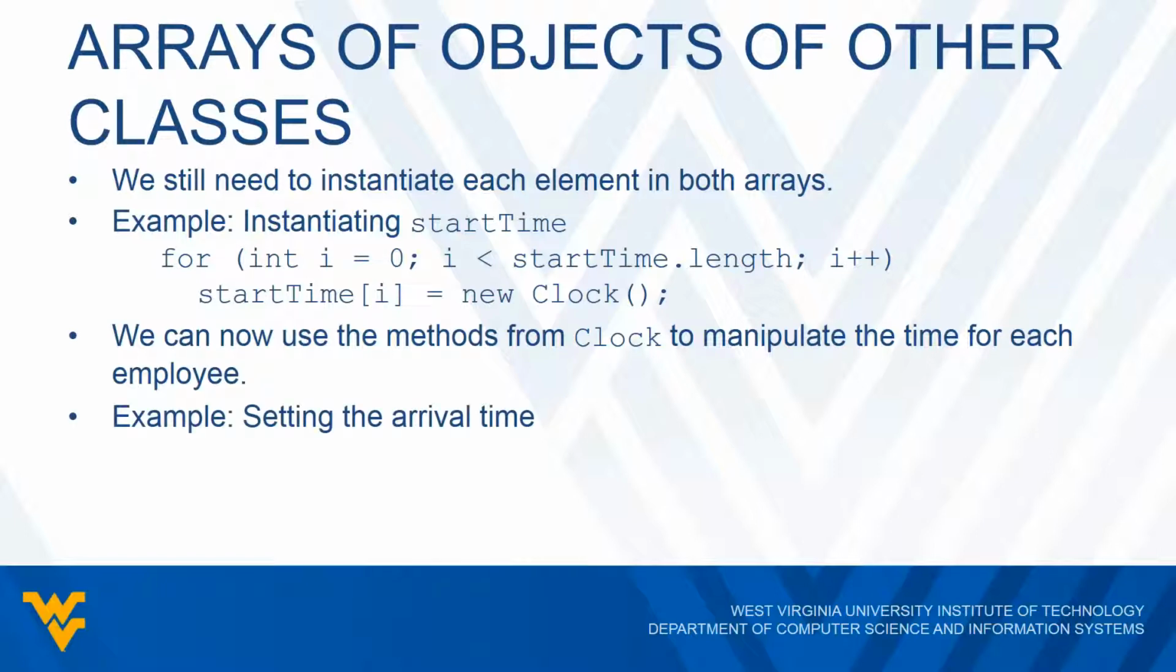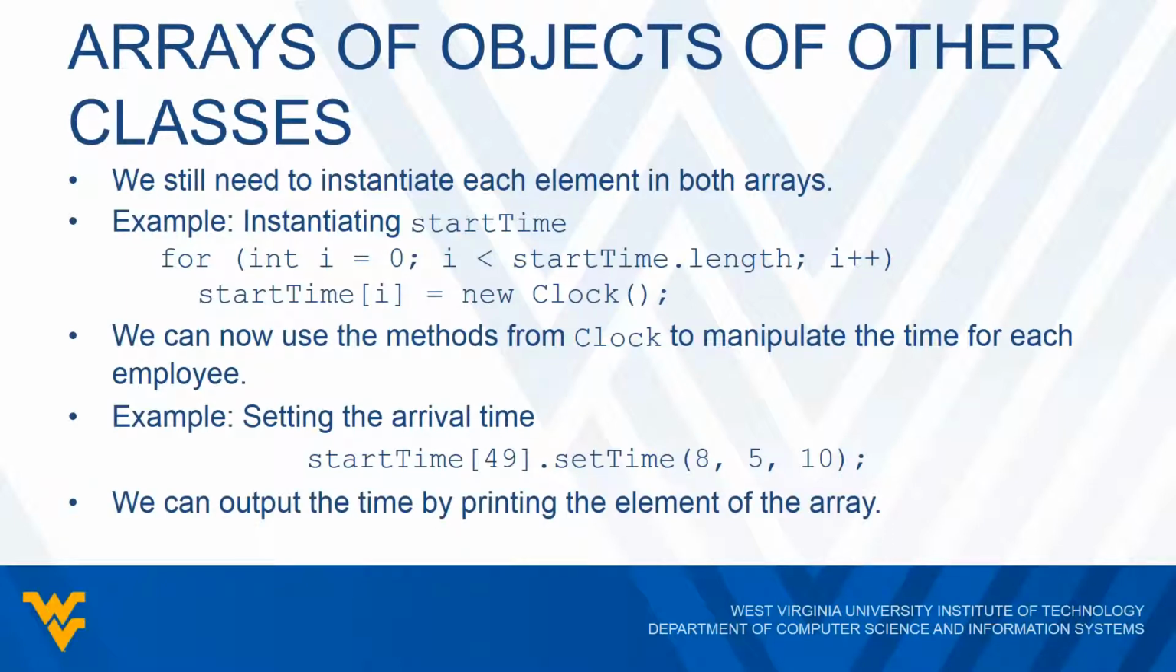So for example, if we want to set the arrival time for some employee, I can do something like startTime, and we'll just use employee 49, for example. So we'll do startTime[49].setTime(8, 5, 10). So that just gives us the time that that employee came in. And we can also output the time by printing that particular element of the array. So remember, we can use any method of the Clock class for any element of the array. Now, if we're going to print the element of the array, we'll just assume that we have defined the toString method.